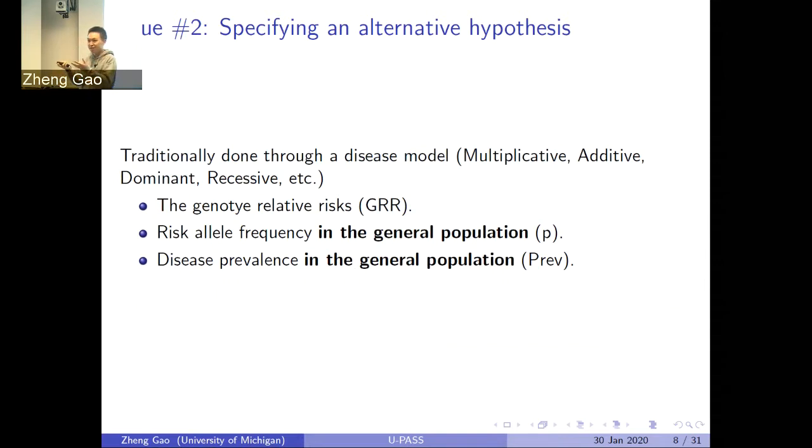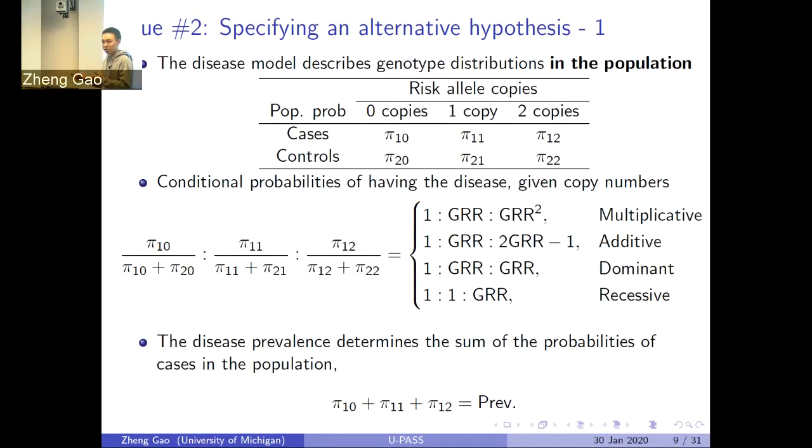You go through a power calculator, like what they provide, for example, Gonzalo's group. And what they ask for in those kinds of calculators is these three things: the genotype relative risks, the risk allele frequency in the general population, and the disease prevalence in the general population. So that's what they all ask for. But in my experience, very few people know precisely what they mean. So just to recap a little bit of what they mean.